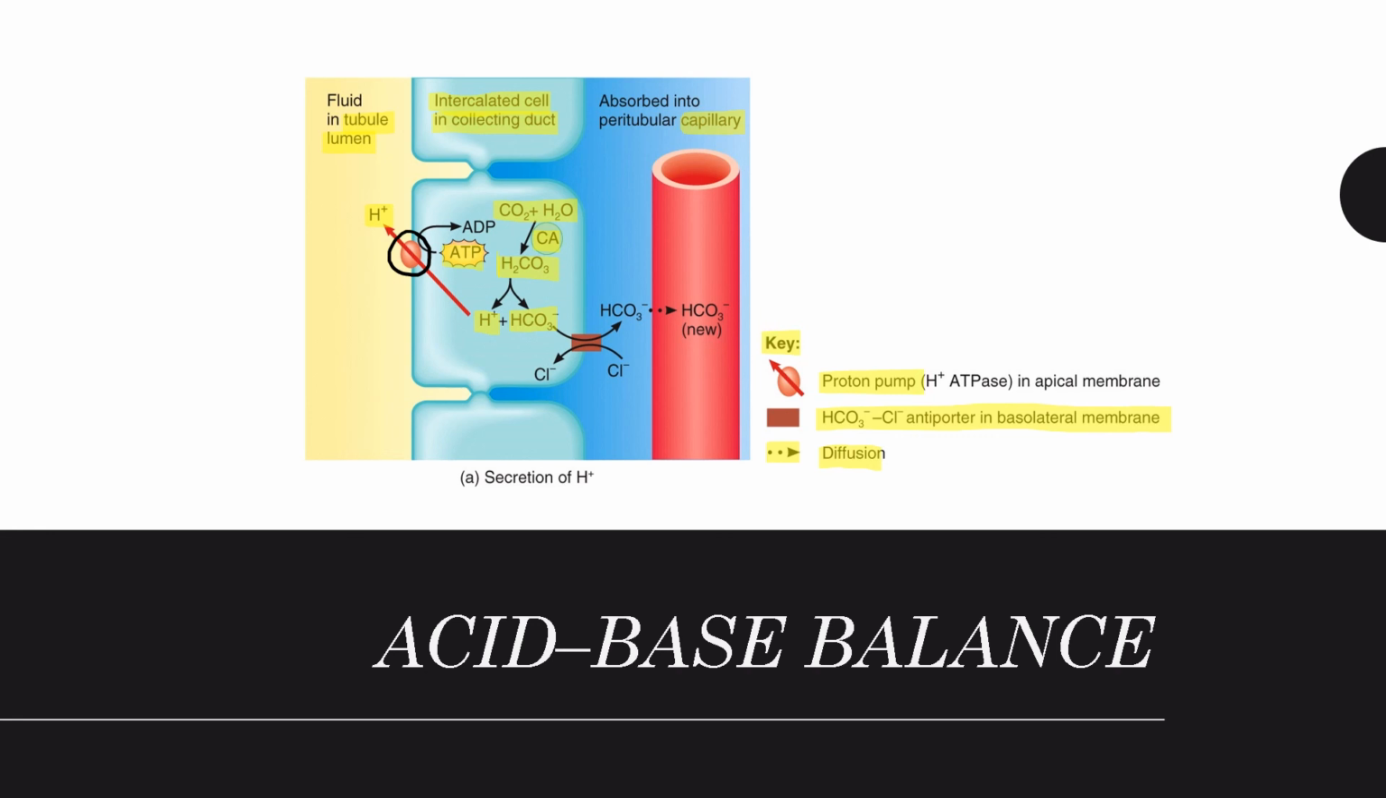And then on the other side here in the basolateral membrane, I'll circle it actually, we have this bicarbonate ion chloride antiporter that's going to pump those bicarbonate ions back into the blood to be used as a buffer there. And then it's an antiporter, so it's just going to be pumping in one chloride for each bicarbonate ion to maintain that electrochemical balance. So this is just how the kidney is going to get rid of excess hydrogen ions, because these are going to be from non-volatile acids.